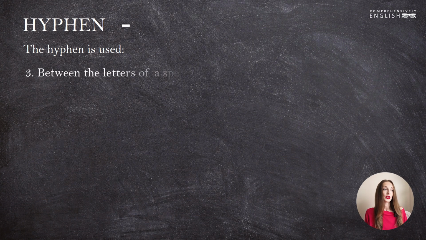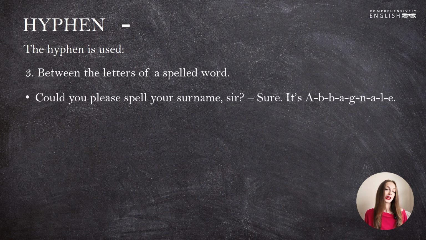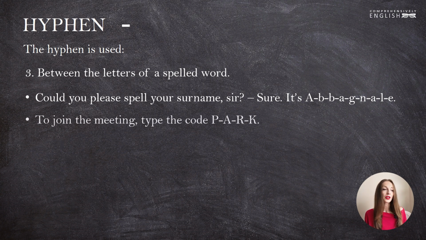Finally, the hyphen is used between the letters of a spelled word. Could you please spell your surname, sir? Sure. It's A-B-B-A-G-N-A-L-E. To join the meeting, type the code PARK.